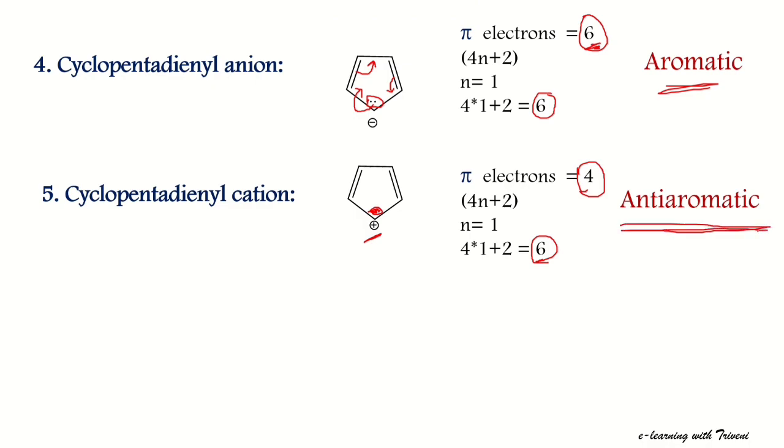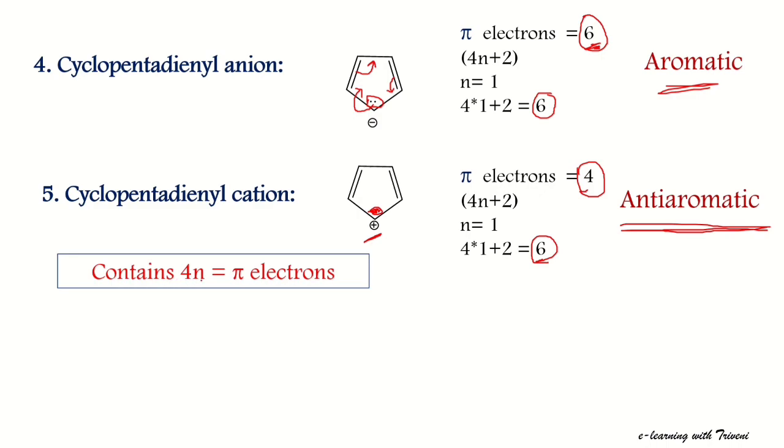What is anti-aromatic? It is a cyclic, planar, sp2 hybridized and conjugated system, and it follows the 4n rule. It contains 4n equal to pi electrons. So, here 4n is 4, and the pi electrons are also 4. That is the reason the cyclopentadienyl cation comes under the category of anti-aromatic.